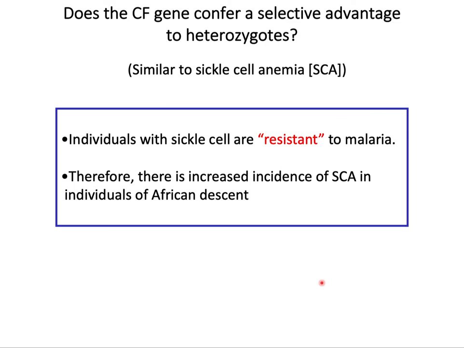And this is similar to the sickle cell anemia story that I think many of you probably know. Individuals who have sickle cell anemia tend to be "resistant" to malaria. Resistant may be kind of a strong term, but that's why I have it in quotations. They can get malaria infections, but they survive malaria infection, so they are less sensitive to it. So it is well known that there is an increased incidence of sickle cell anemia in individuals of African descent.